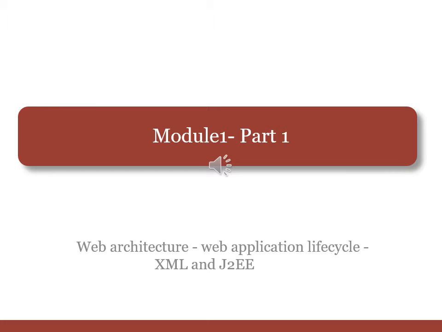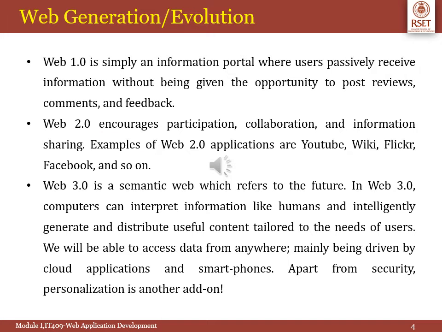So now let's move on to part 1 of Module 1, which deals with web architecture, web application lifecycle, XML and J2EE. Let's have a look into the web generations, or evolution of the web. The web evolution started with Web 1.0, where the users were very passive and were not given an opportunity to post reviews or comments. The next generation is Web 2.0, which encourages participation, collaboration, and information sharing, like what you can do in YouTube, Flickr, and all the social media websites. Now we are on the path of moving on to Web 3.0. In Web 3.0, computers can interpret information like humans and intelligently generate and distribute useful content tailored to the needs of the users.